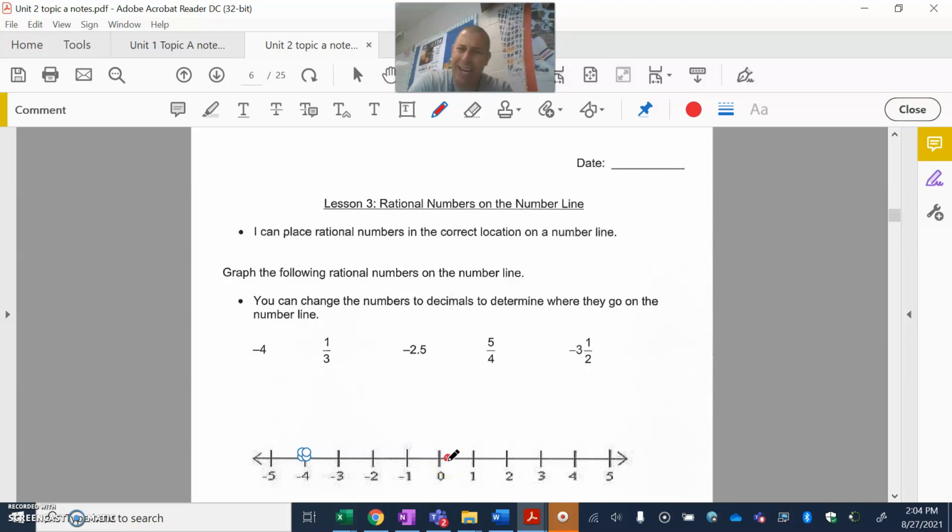So, again, estimation there. -2.5, also known as -2 5/10, also known as -2 1/2. So your ability to go to -2 and then go halfway and put your point there. 5/4. Now this one I would encourage you to make into a mixed number. So how many groups of 4 can I take out of 5? Well, one of them. There's 1 piece left over, and I was trying to put them in groups of 4. So being able to identify 1 and 1/4, go to 1 and then go a fourth.